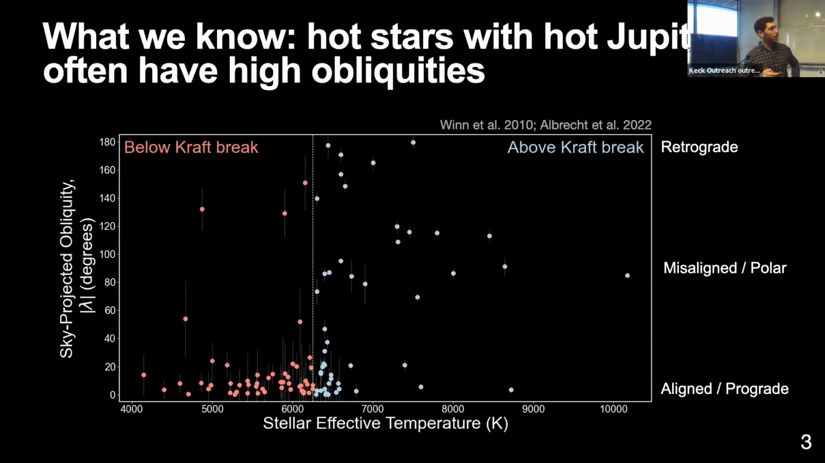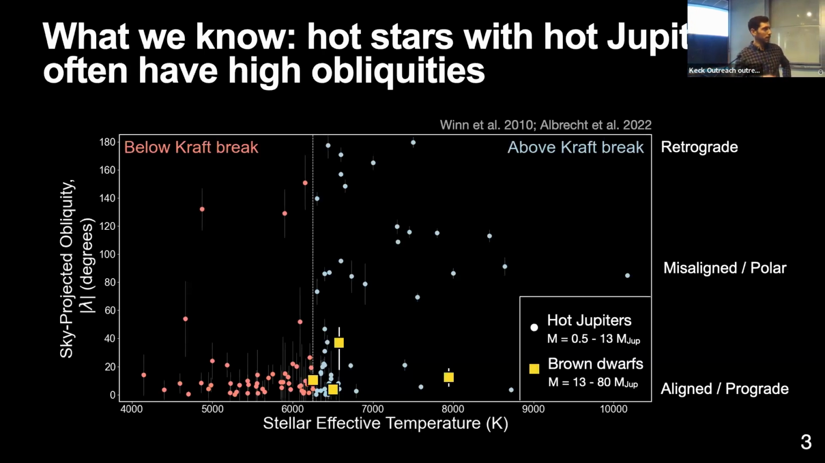Okay, so going back to this picture, I'm going to add all of the brown dwarfs for which we have these measurements. So these are the yellow squares now. And you can see that there are only 4, so we don't have a lot. Preliminarily, you might say, well, they all look pretty aligned. We don't have any retrograde or polar orbits, but the sample size is still small.